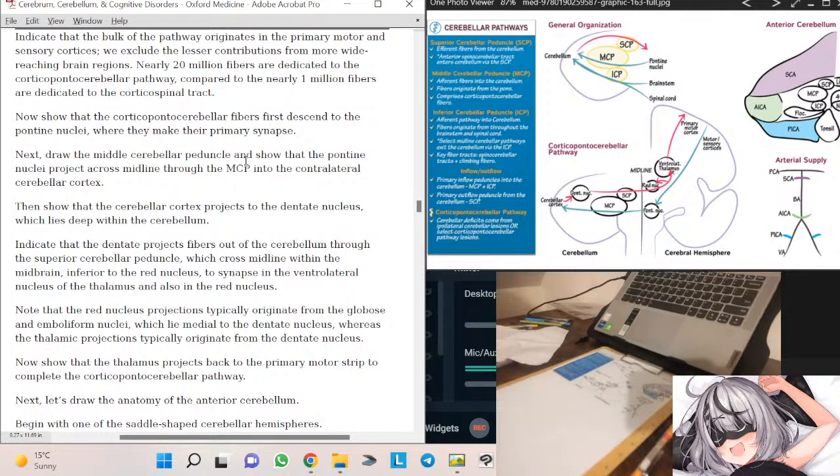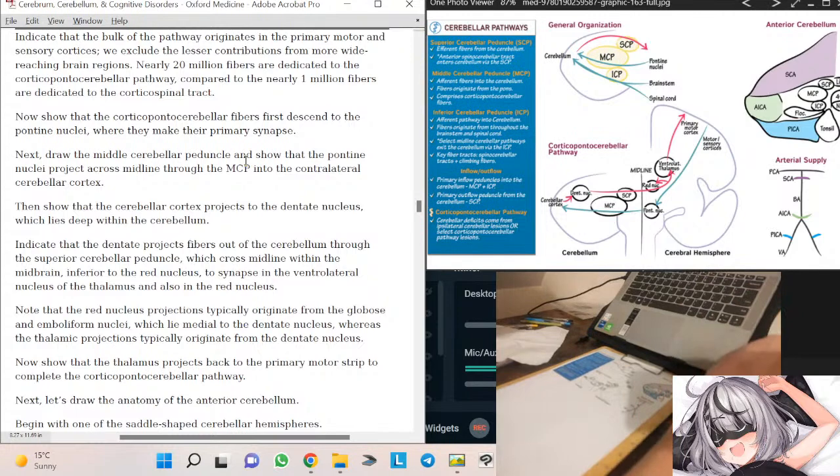Note that nucleus ruber projections typically originate from the globose and emboliform nuclei, which lie medial to the nucleus dentatus, whereas the thalamic projections typically originate from the dentate nucleus. Now show that the thalamus projects back to the primary motor strip to complete the corticopontocerebellar pathway. Next, let's draw the anatomy of the anterior cerebellum.